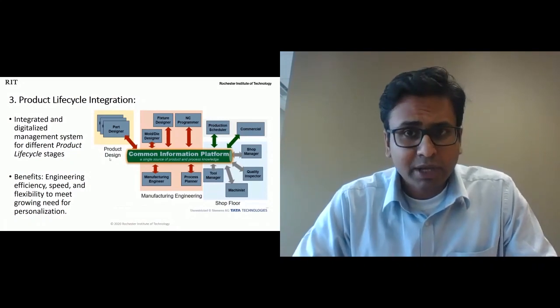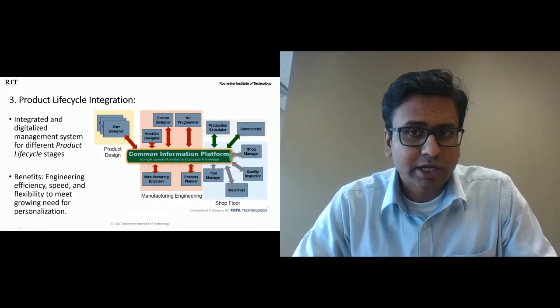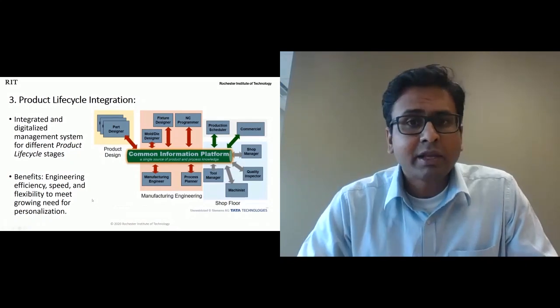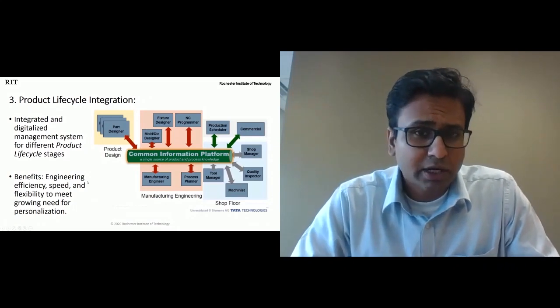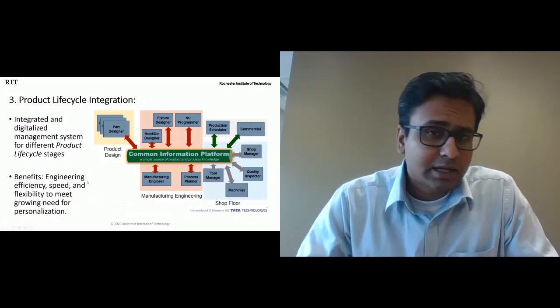So having a PLM system can hugely reduce the burden around driving engineering efficiency, speed, flexibility to meet growing need for personalization. Next slide, please, Ben.